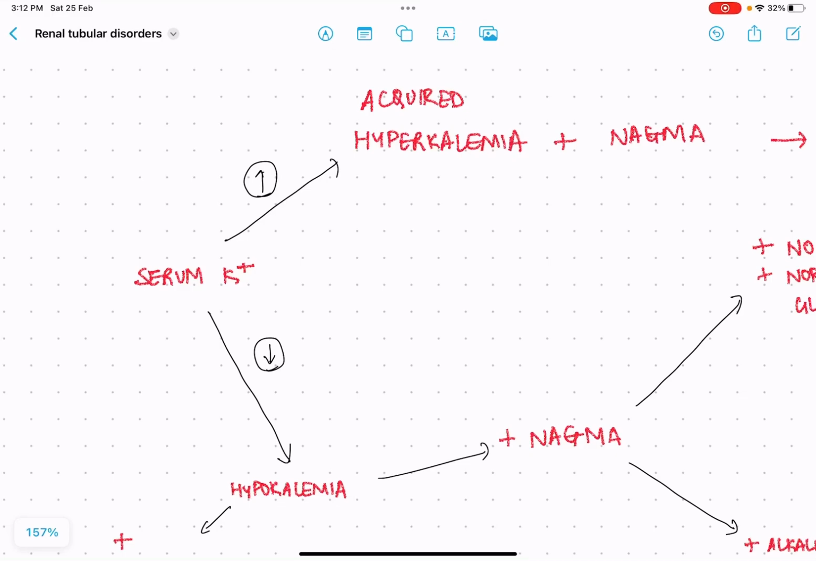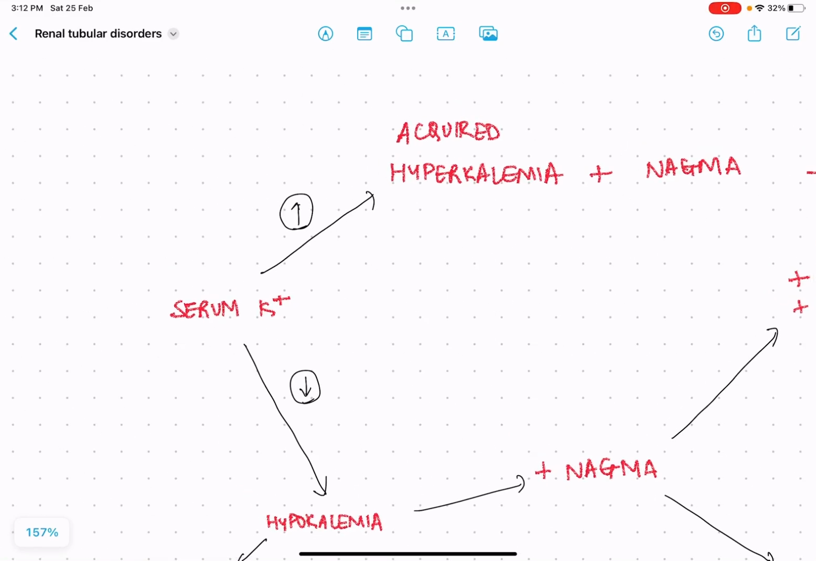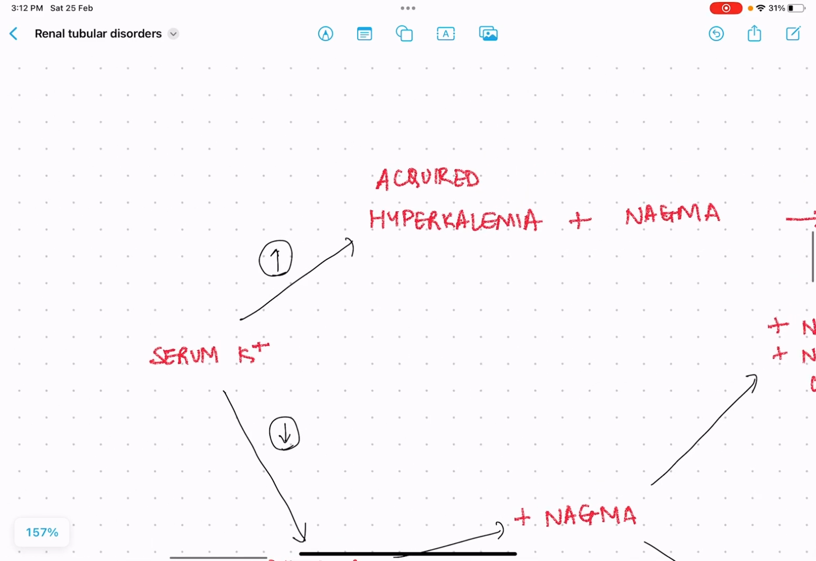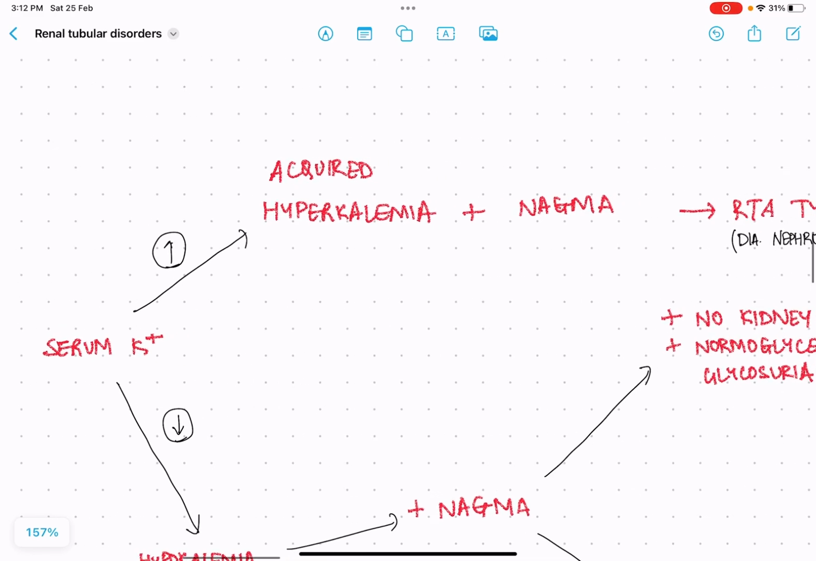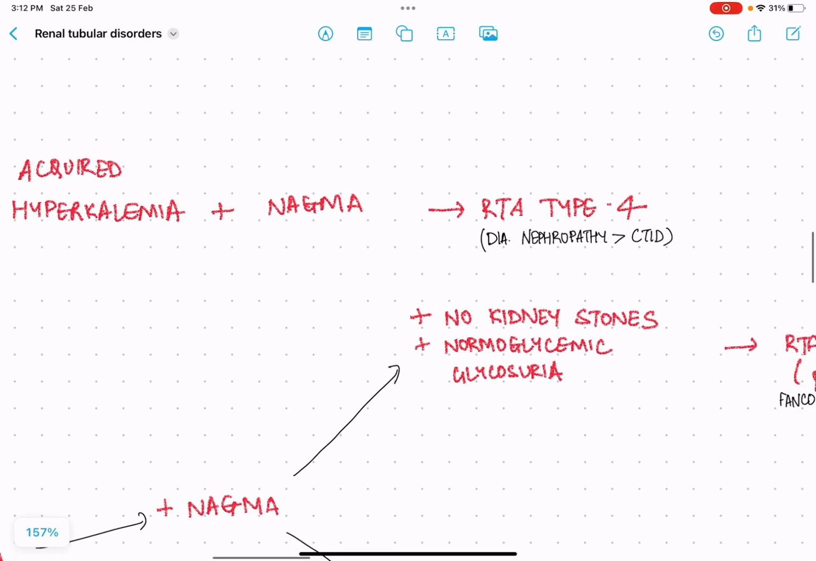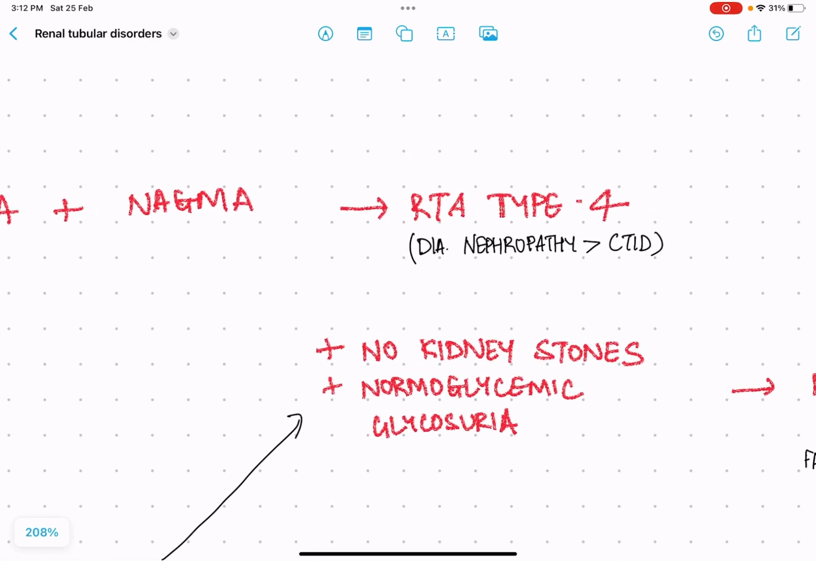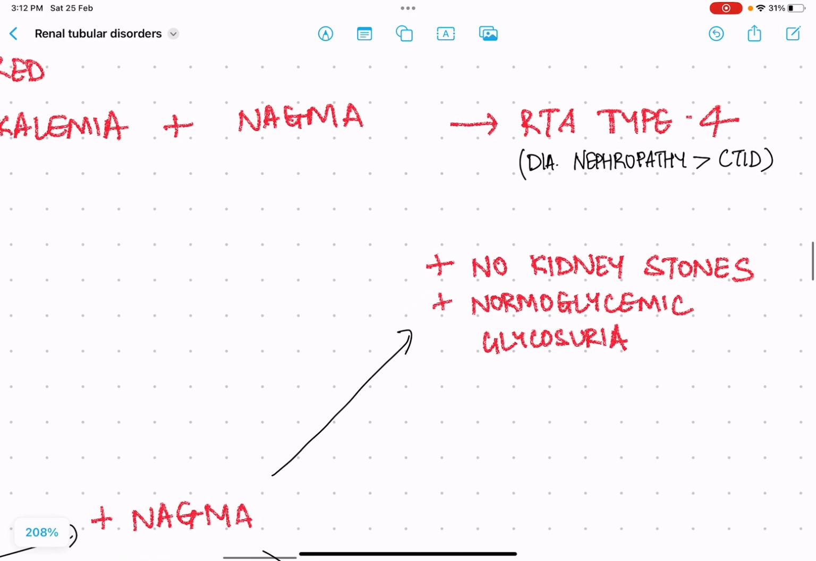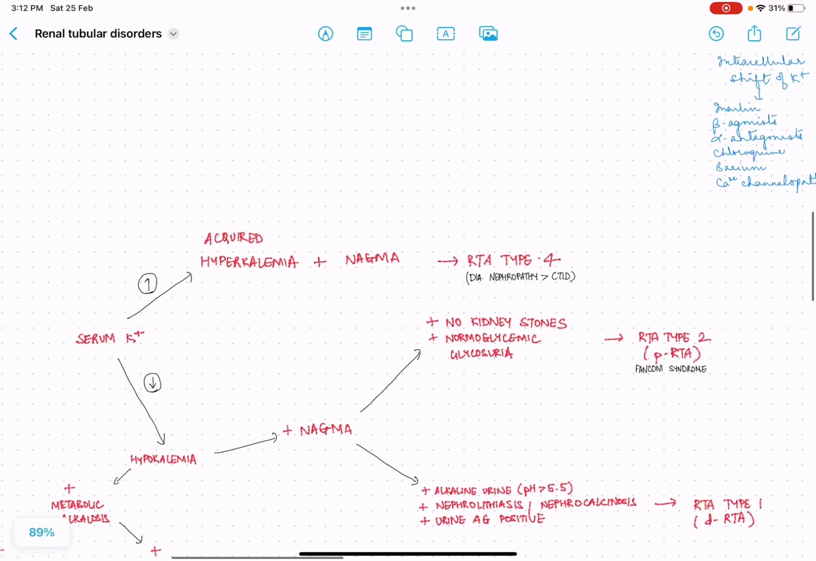Okay, this is in very short how we can try and solve most of the renal tubular disorder questions that they ask. We first look at the serum potassium. If it is elevated, it's obviously hyperkalemia. Usually, any case of acquired hyperkalemia with a normal anion gap metabolic acidosis will mean an RTA type 4. Okay, most common cause being diabetic nephropathy followed by CTID, chronic tubulointerstitial disease.